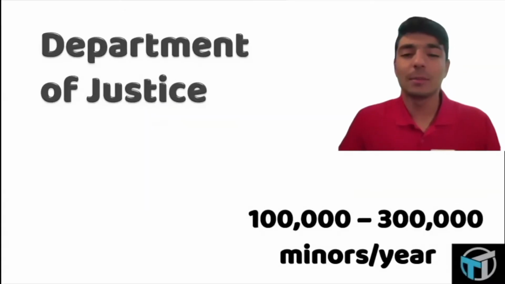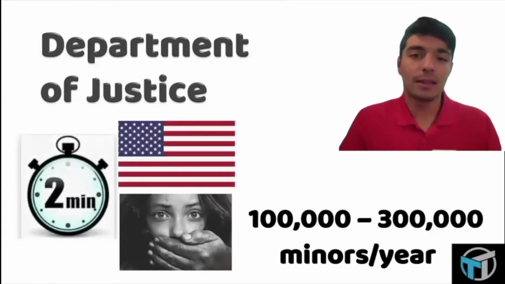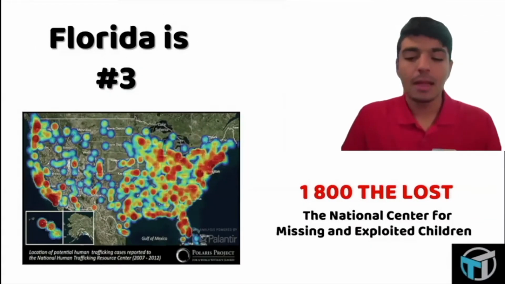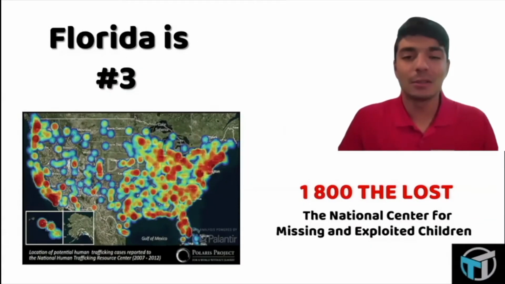According to the U.S. Department of Justice, every 2 minutes, a child is being trafficked across the United States, which unfortunately rounds out to about 100,000 to 300,000 minors per year. And according to the National Center for Missing and Exploited Children, Florida ranks number 3 among all the states across the nation for reported calls. And that could be due to how Florida is a hotspot for sporting events and tourism and things of that nature.